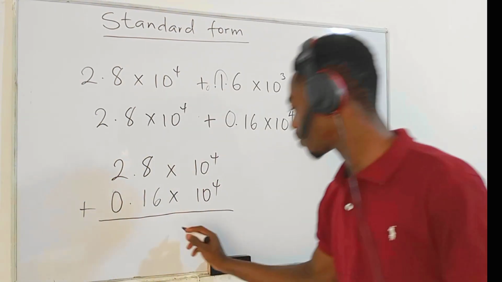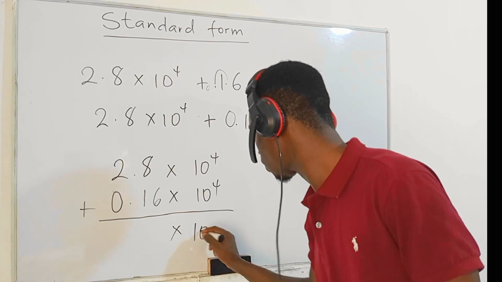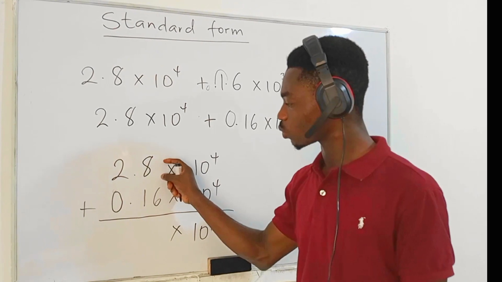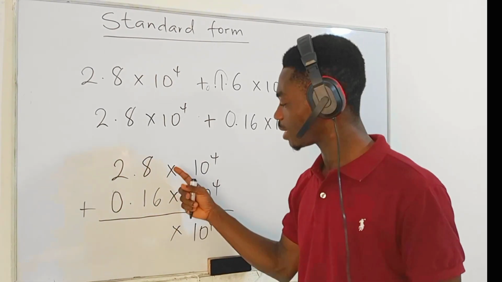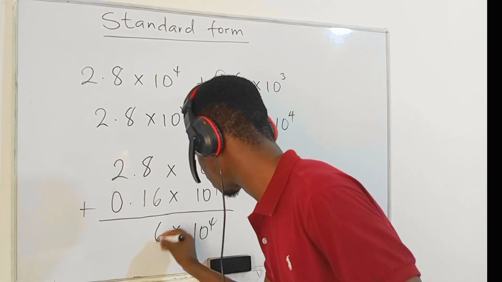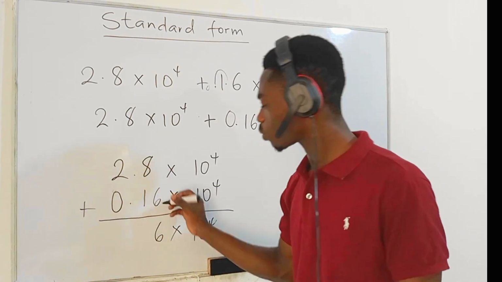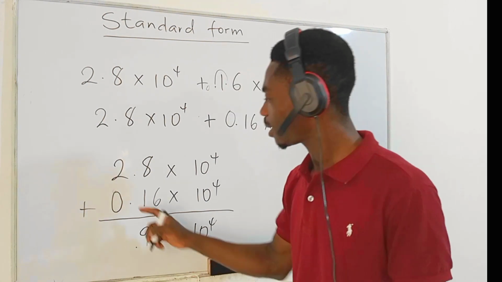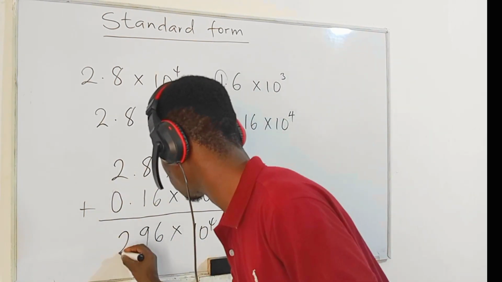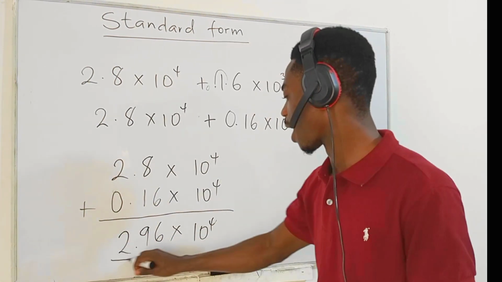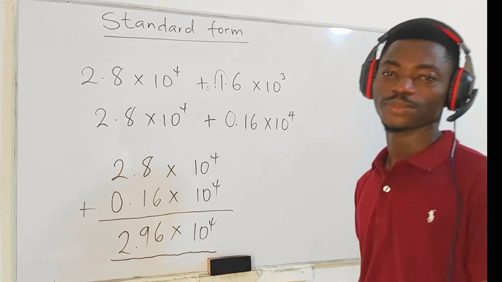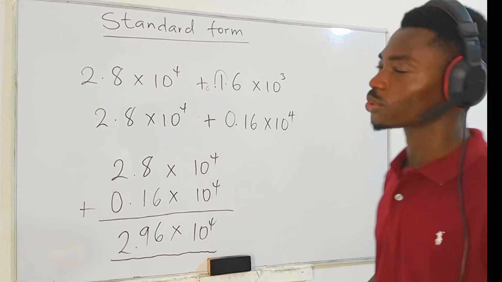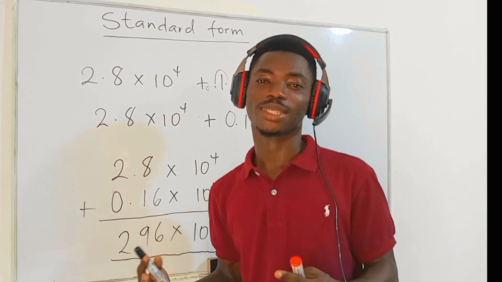Okay, so as we know already, we will have 10 to the power 4 here like that. Then on this side we have nothing, so we assume that it is 0. So we have 0 plus 6, which is 6. Then we have 8 plus 1, that is 9. And we have our decimal point there. Then 2 plus 0, which is still 2. And we are done. All right. So basically, this is how to add or subtract numbers in standard form.